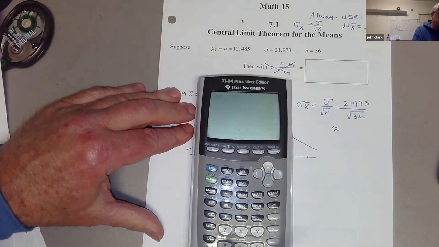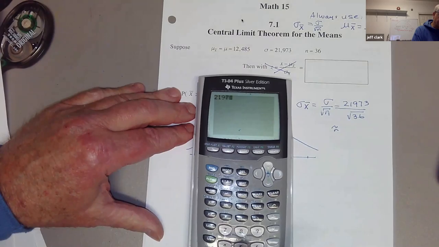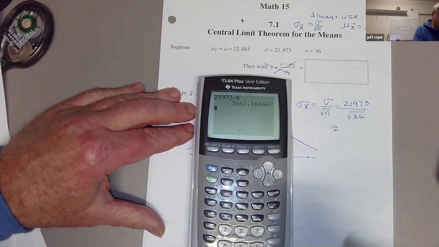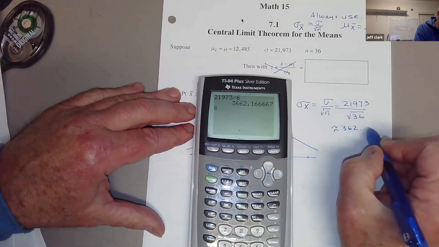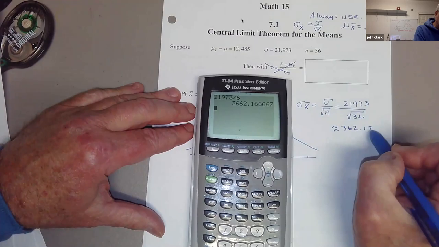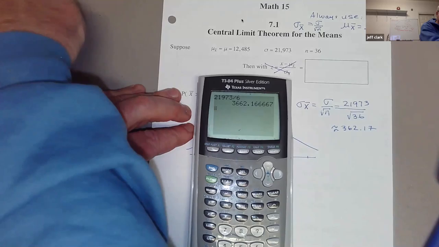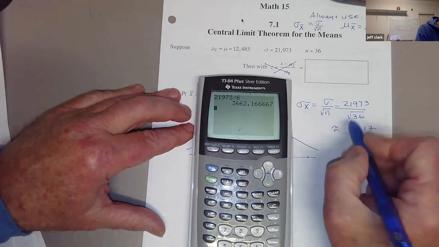So I'm going to go 21,973 divided by the square root of 36, which is 6. So we've got 362.1. What did I say, round to the second decimal place? 7 then? I missed a 6, didn't I? I did. The number's so big. Try that again. So 3 and 2 sixes, and then a 2. Okay.